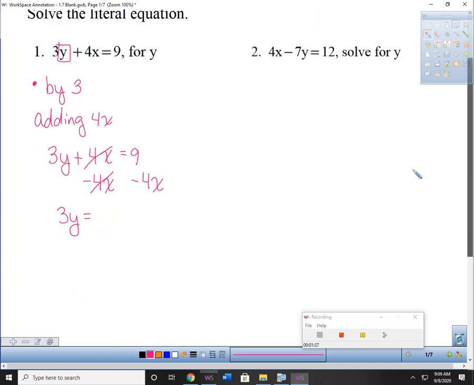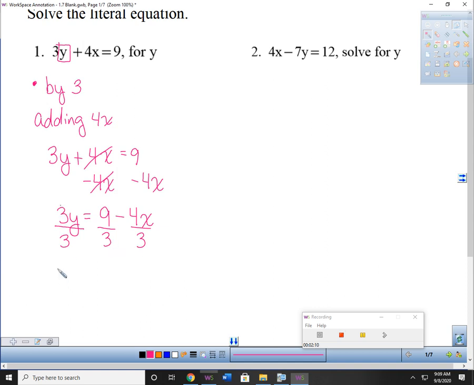Now can I put 9 and negative 4x together? No, because 9 doesn't have an x, right? So I'm literally just going to take the 9 and put the negative 4x behind it. All right? Now the last thing I do is undo the multiplying by 3. So if I want to undo multiplying, I will divide by 3. And I have to divide every single term by 3, right? This one and this one.